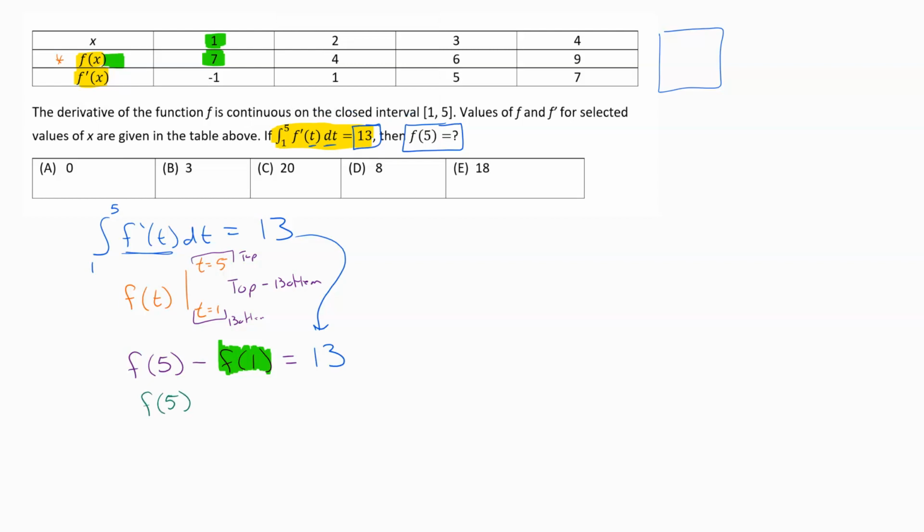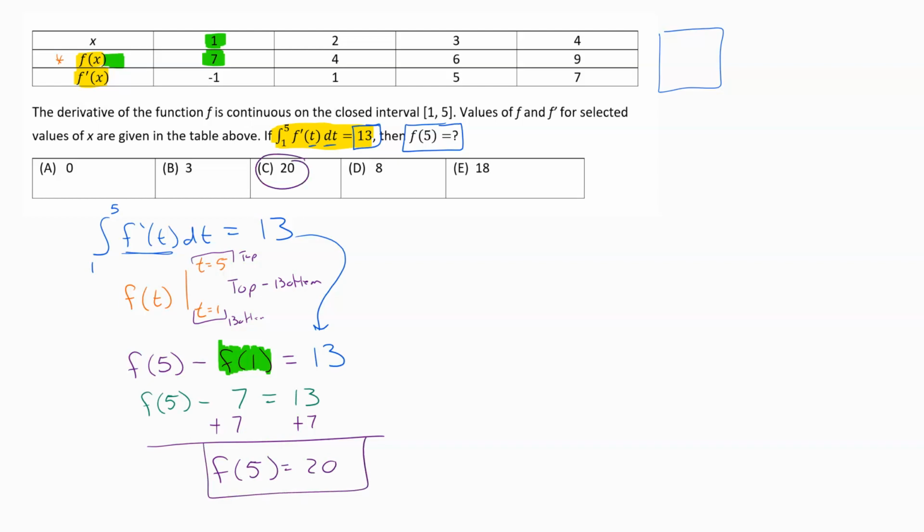So f of 5 minus f of 1, which I now know is actually 7, that has to equal 13. And so I can just solve this problem real quick to get f of 5 by itself like a normal algebra problem. And now I know what f of 5 equals. So f of 5 has to equal 20. That would have been option C.